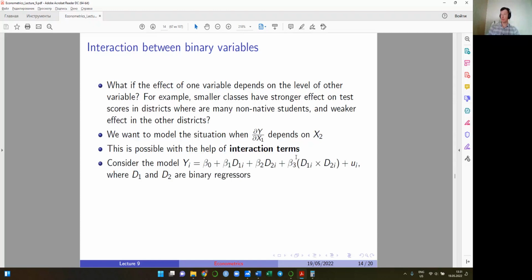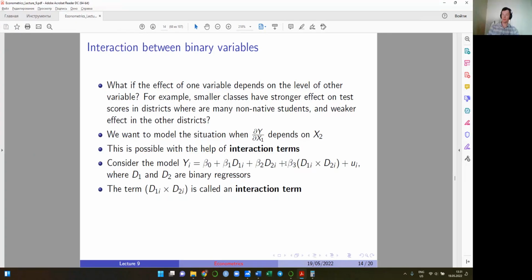So here is an example of how the interaction term looks. We take two binary regressors. We will start with the simplest case of two binary variables. So here is D1, here is D2. And also we include the product of two variables. And this product is called an interaction term.